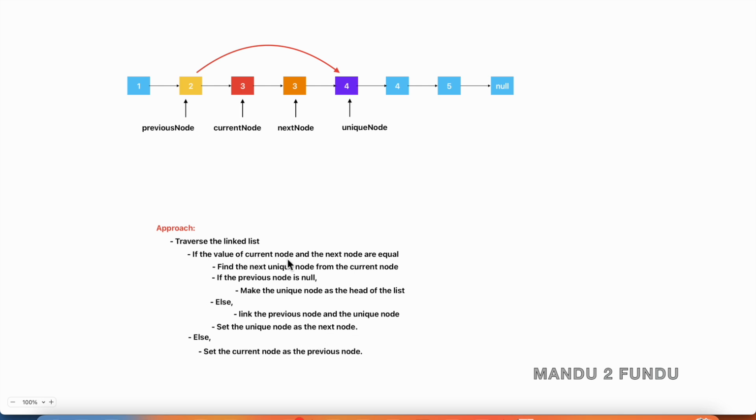If the value of the current node and the next node are not equal, then we set the current node as the previous node before leaving the current iteration. We repeat this until we visit all the elements in the linked list.